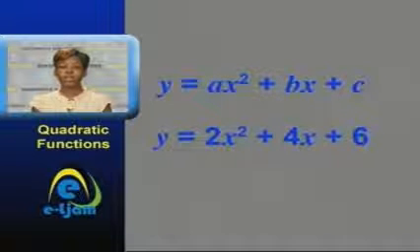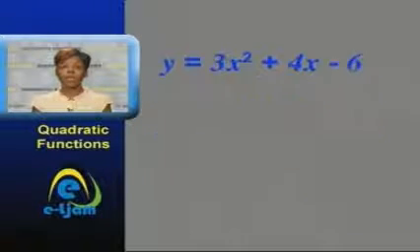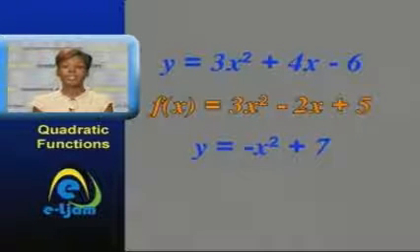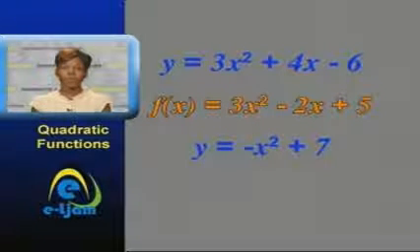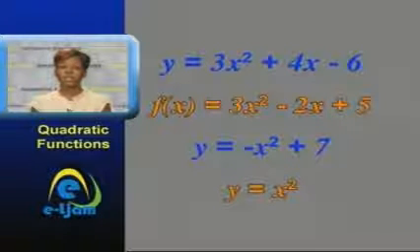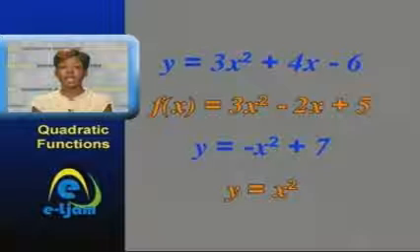Other examples of quadratic functions include y equals 3x squared plus 4x minus 6, f of x equals 3x squared minus 2x plus 5, y equals negative x squared plus 7, or simply y equals x squared. For each of these examples, can you tell what the values of a, b, and c are?